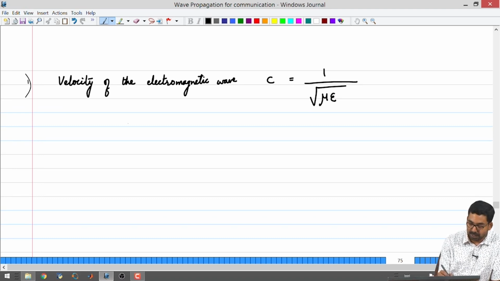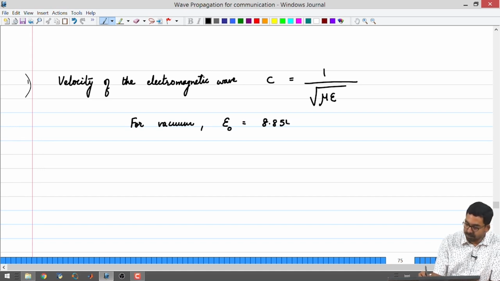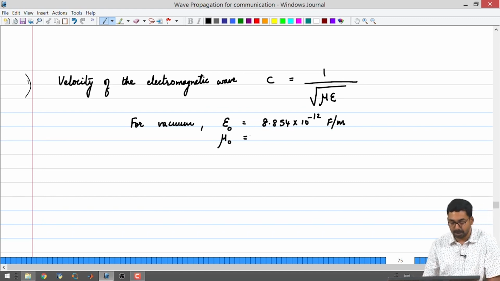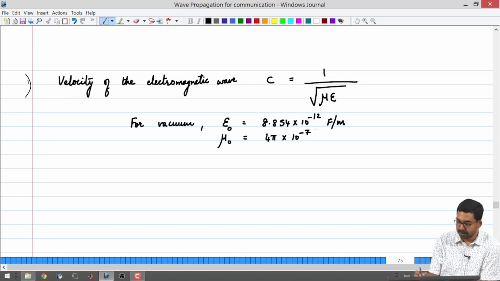In case we are talking about vacuum, okay, we represent it with a suffix of 0, right, epsilon naught. Okay. So that is going to be equal to 8.854 times 10 to the negative 12 farads per meter, and the value of mu naught, okay, is going to be 4 pi times 10 to the negative 7 Henry per meter. If one has a look at the units, you will find out that this looks similar to L and C, the distributed L and C, okay, Henry per meter and farad per meter, all right.